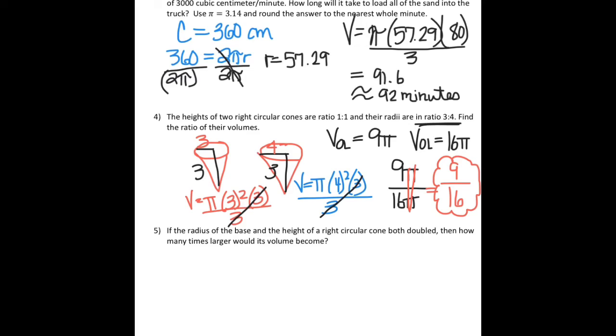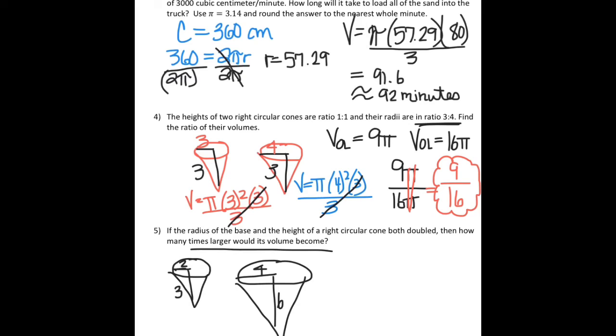The last question, I think drawing a picture helps. So it says if the radius of the base and the height of a right cone are both doubled. So let's just start with a regular cone. Let's say that it has a radius of 2 and a height of 3, and then I'm going to double them both. So now it has a radius of 4 and a height of 6. I have to see how many times larger the volume is going to be.